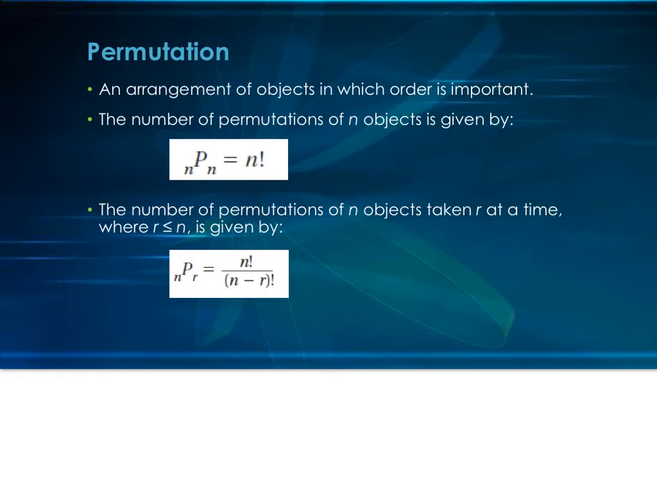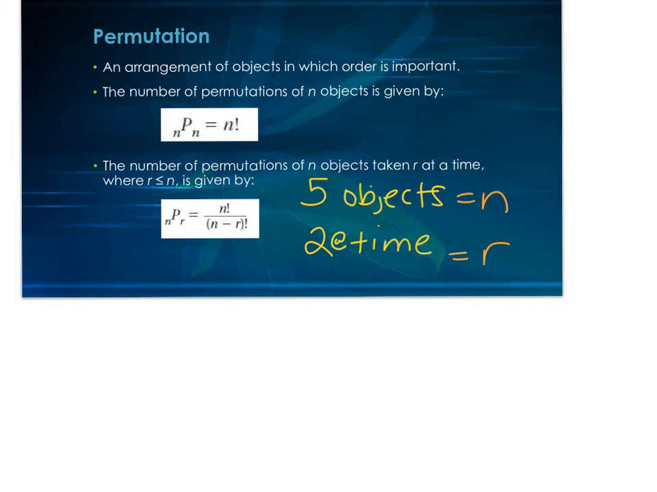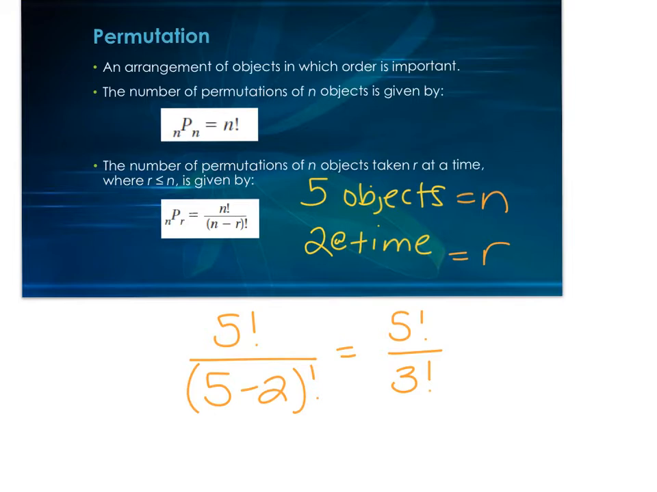The second part of this says the number of permutations of n objects taken r at a time, where r is less than or equal to n, is given by n factorial over n minus r factorial. So if I said we have 5 objects and I want to figure out how to take them 2 at a time, then the 5 is my n, and the 2 is my r. So I would have 5 factorial over 5 minus 2 factorial, which is 5 factorial over 3 factorial.